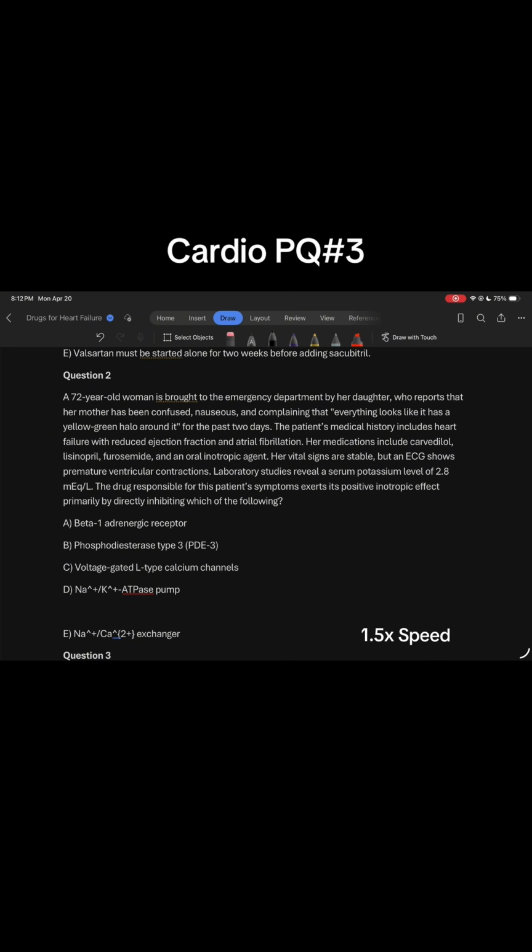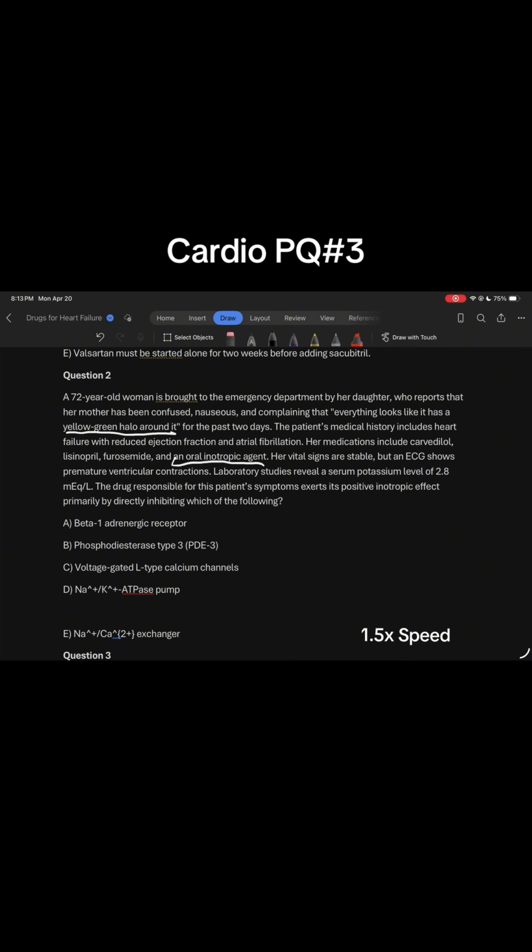A 72-year-old woman is brought to the emergency department by her daughter, who reports that her mother has been confused, nauseous, complaining that everything looks like it has a yellow-green halo around it. I'm going to underline that because that's an adverse reaction to a medication, for the past 2 days. The patient's medical history includes heart failure with reduced ejection fraction and AFib. Her medications include carvedilol, lisinopril, furosemide, and an oral inotrope agent, which is probably the one we're looking for.